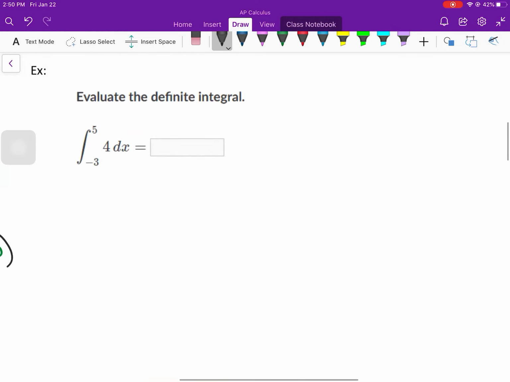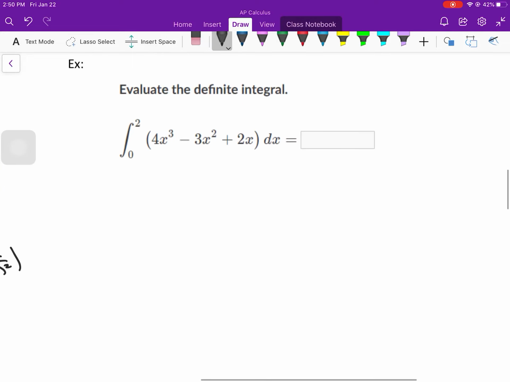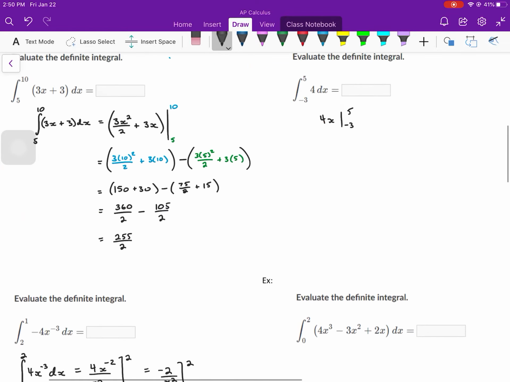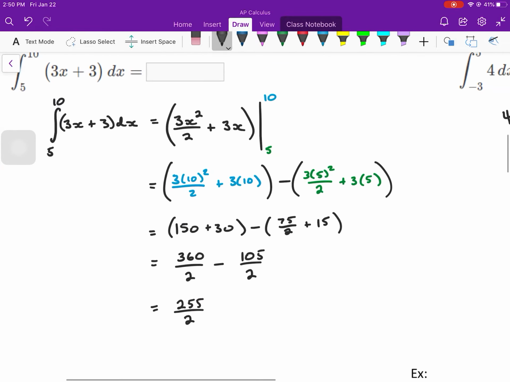See if there's anything else to look at. This one, your antiderivative is 4x. Don't overthink it. And then you just plug in your negative 3 and your 5. Pretty simple. And this one's just a bigger polynomial, but still the same thing. You know, I would refer to this one for that example.